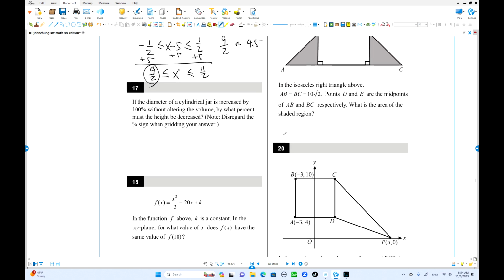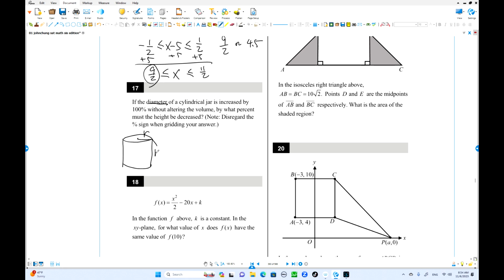Number 17, the diameter of a cylinder jar is increased by 100% without the volume being altered. Volume is equal, right? Only what? Diameter 100%. Okay, I'm going to use what? Radius. It doesn't matter, okay? Radius, because the length is 100%, okay? The diameter is increased 100%, so the radius is also increased 100%, okay?